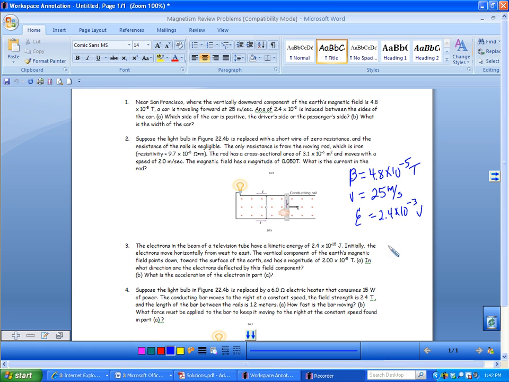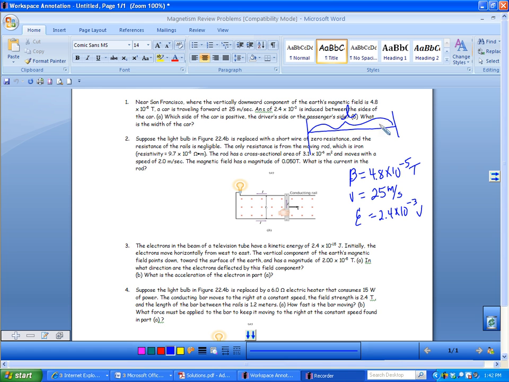And it wants to know in part A which side of the car is positive, the driver's side or the passenger. So here's my car. This is like the width of the car, which I got to find in part B. So I'm going to call that my L. And it wants to know which side is positive or negative. So I'm going to have to do the right-hand rule.